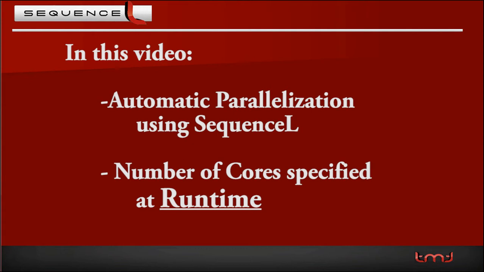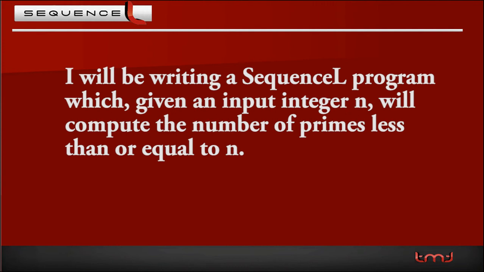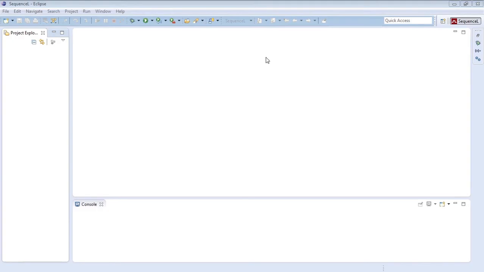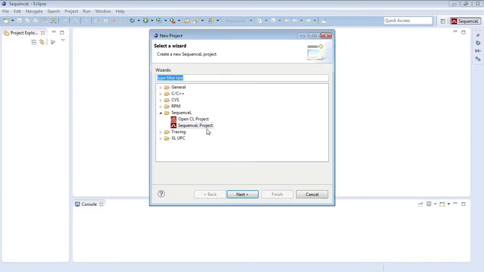In this video, I will not be focusing on how to program in SequenceL. The point of this video is to demonstrate the relative ease with which a developer can write parallel code using SequenceL. The program I'll be writing in SequenceL is a simple prime number counter. It will count the number of prime numbers which are less than or equal to a given input integer. So let's go ahead and get started.